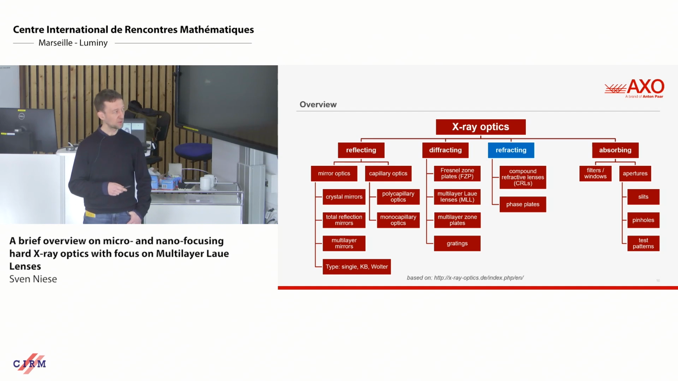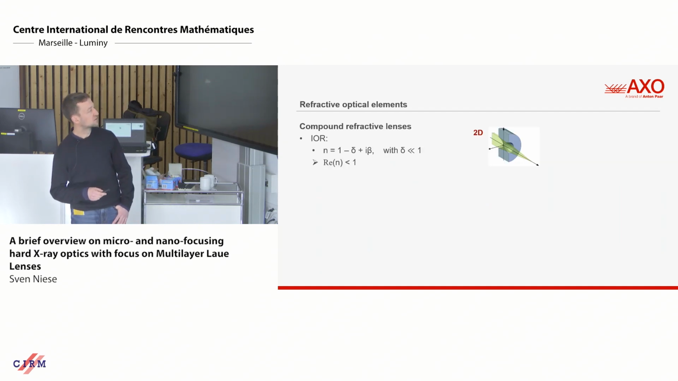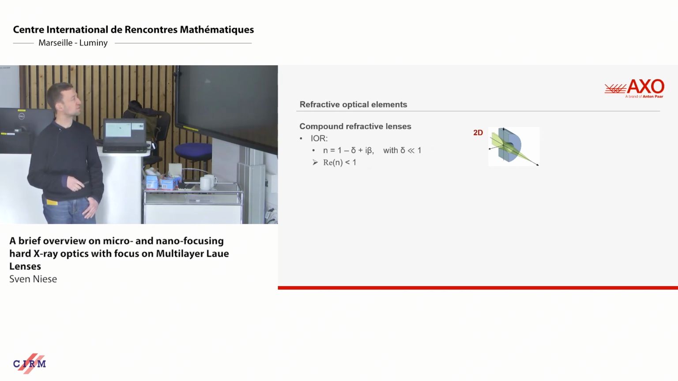Refracting optical devices. So there are compound refractive lenses. In general, I guess that's also not for you. You do have the complex index of refraction. You have this decrement value, what I was already talking about, and this is much smaller than 1, so almost 0. Since there's a minus sign here, the real part of this is a bit smaller than 1.